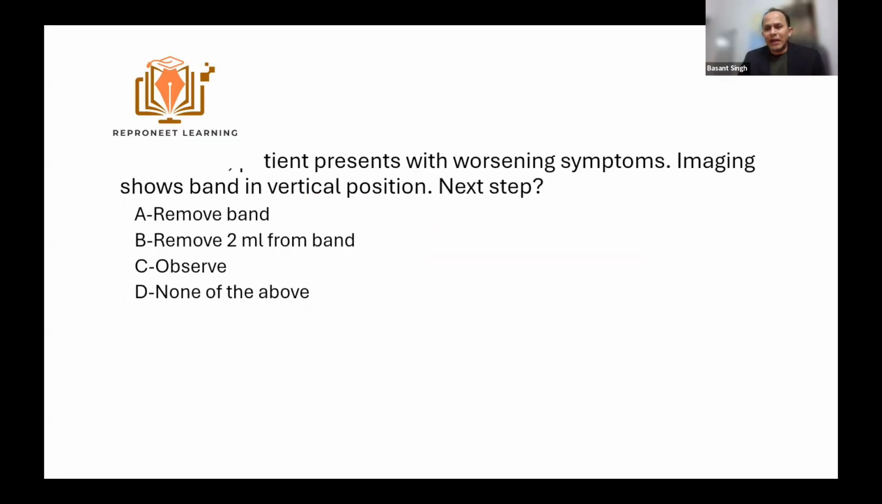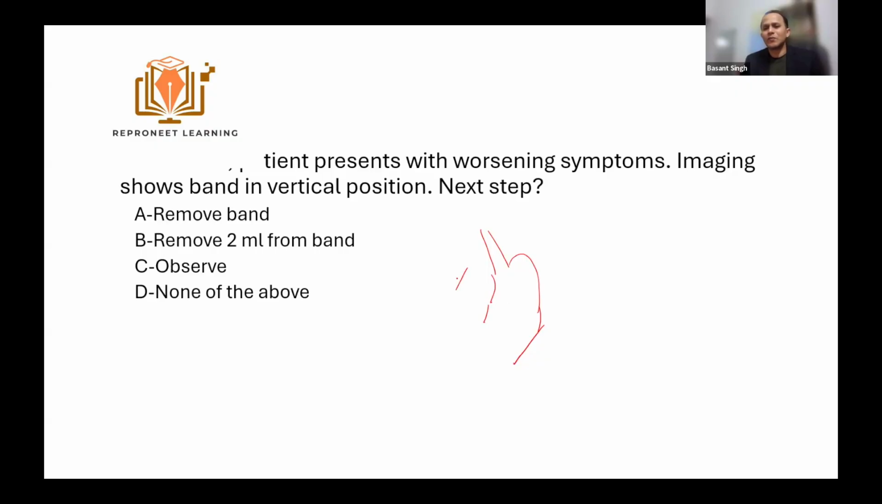This is about gastric banding. After laparoscopic gastric banding, a patient has worsening symptoms, and you do an X-ray and see the band in a vertical position. What is the next step? So we know about gastric banding. This is a surgery which has the minimum morbidity initially. Initially it is a very simple surgery.